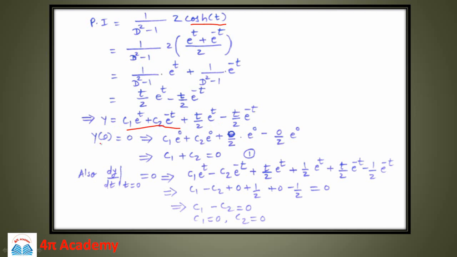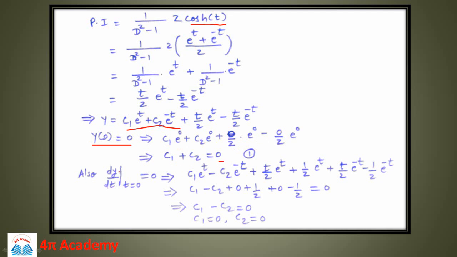Now here y of 0 is equal to 0. It implies that if you substitute here the value of t as 0, your value of y is equal to 0. So it is c1 into e raised to 0 plus c2 into e raised to 0 plus 0 by 2. So if I put here the value of t as 0, then finally I will get the answer as c1 plus c2 is equal to 0.